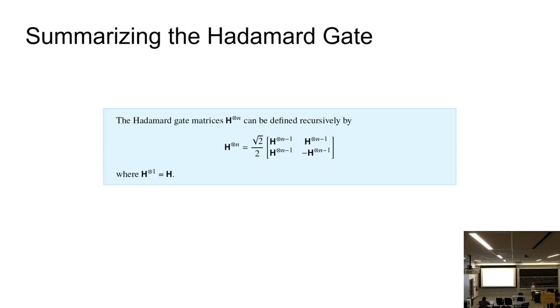Okay, so just to summarize the Hadamard gate, for an n-qubit system, the Hadamard gate that we need to take that n-qubit system into a balanced superposition is just the tensor n Hadamard gate, which you can write as square root of 2 over 2 times the 2 by 2 matrix that contains the n minus 1 tensor products of the Hadamard gates.